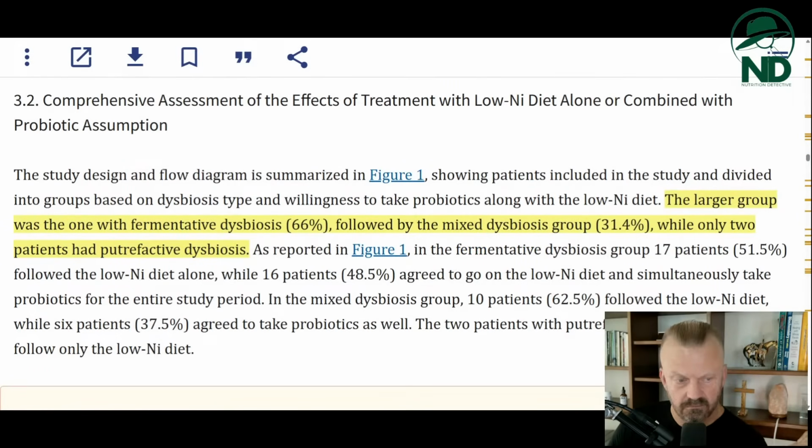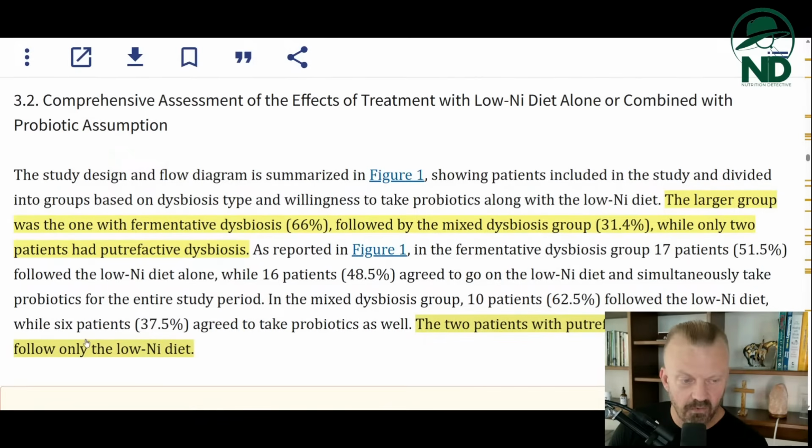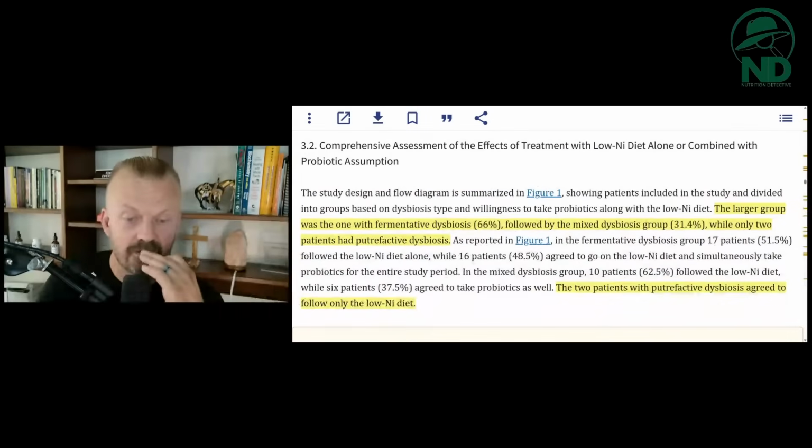So they had no research on bifido. I didn't see this before. The 2 patients with putrefactive dysbiosis agreed to follow only the low nickel diet. So they were going to give the putrefactive dysbiosis folks bifido. But it appears now that the 2 with the putrefactive wouldn't even take the probiotic. Brilliant. Okay.